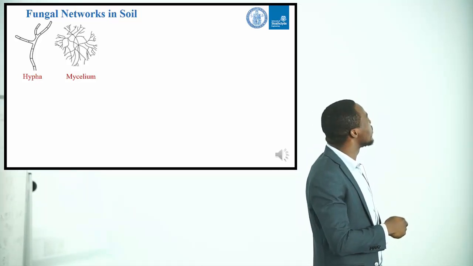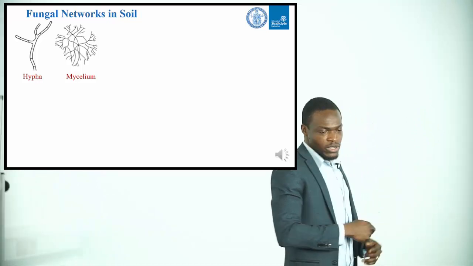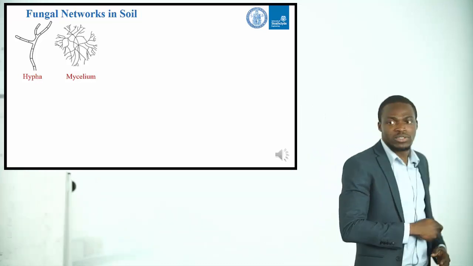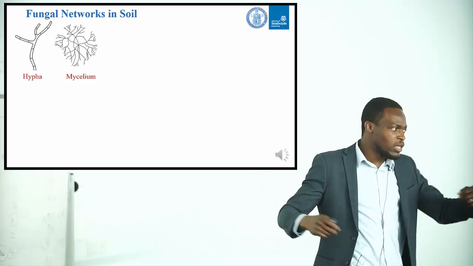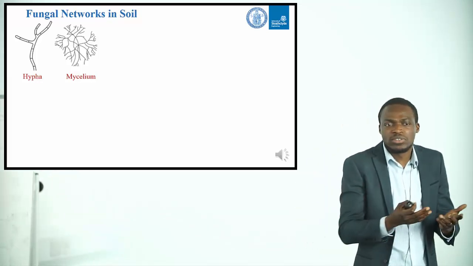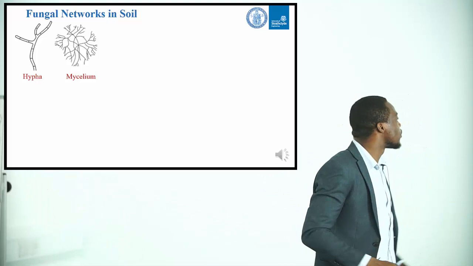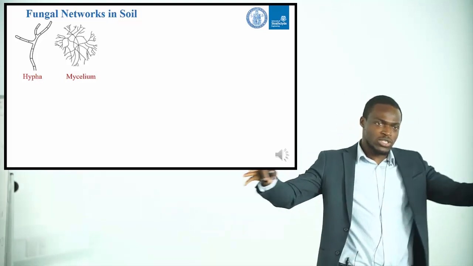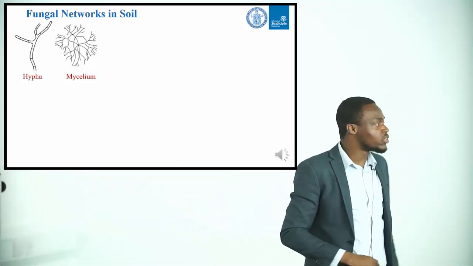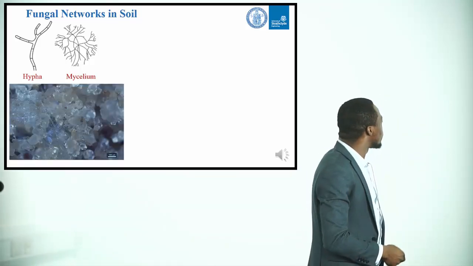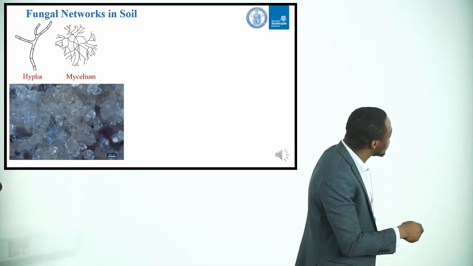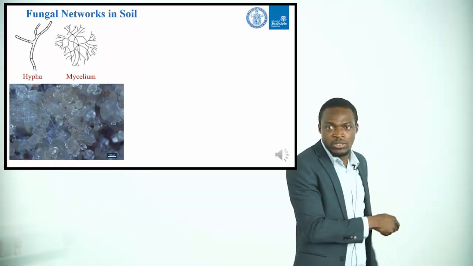Hyphae are just thin tubular structures which tend to be between 1 to 35 microns in diameter and can grow from several microns to several meters in the soil. And when they grow together, they form these three-dimensional networks called mycelium within the soil. This is just a microscopic image of hyphal networks holding soil particles together.